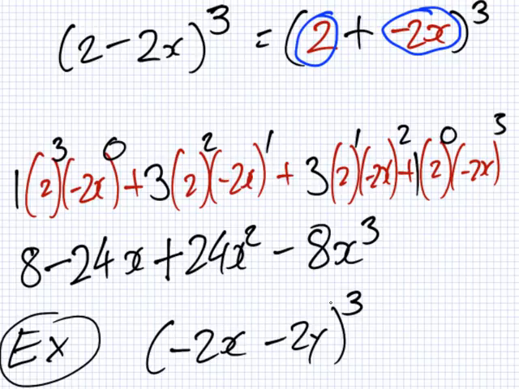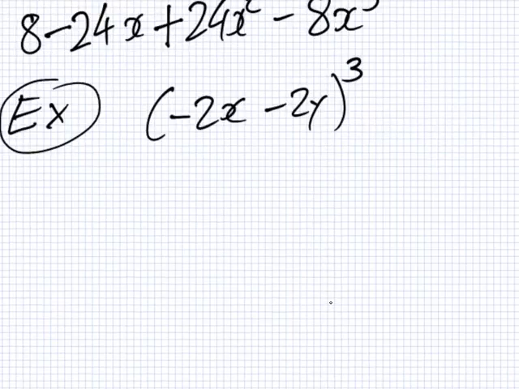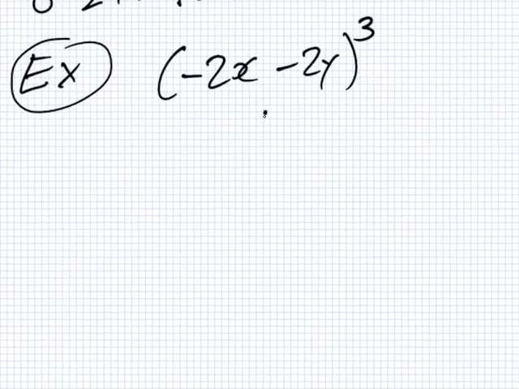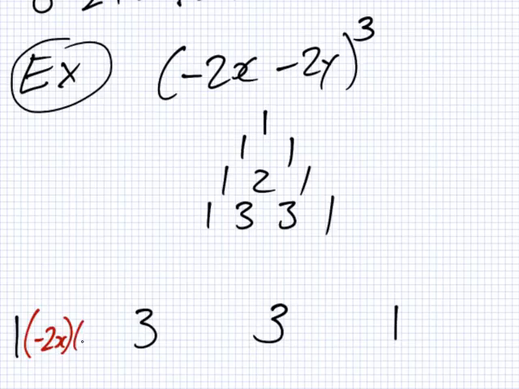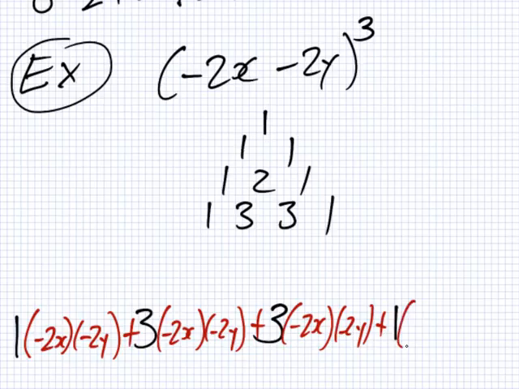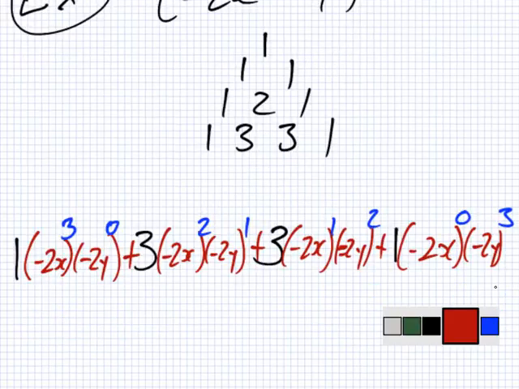Okay, we'll have a look at this one now. So again, cubed, that's okay. We have 1, 1, 1, 1, 2, 1, 1, 3, 3, 1. So 1, 3, and 3. What have we got here? Minus 2x and minus 2y, plus minus 2x minus 2y, plus minus 2x minus 2y, plus minus 2x minus 2y, and there's a minus there. And the powers, of course, same story: 3, 0, 2, 1, 1, 2, 0, 3. Right, so be very careful with the signs.